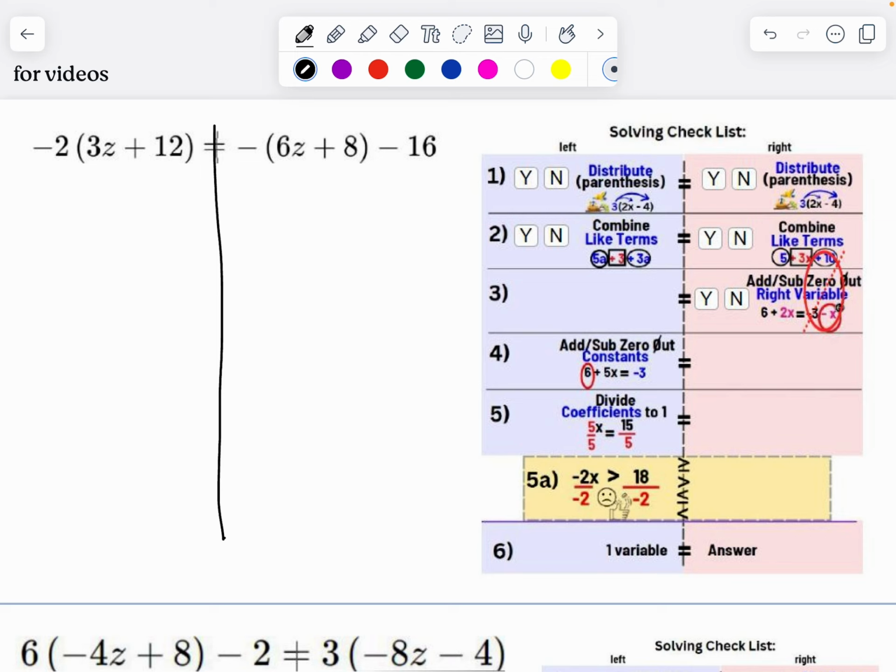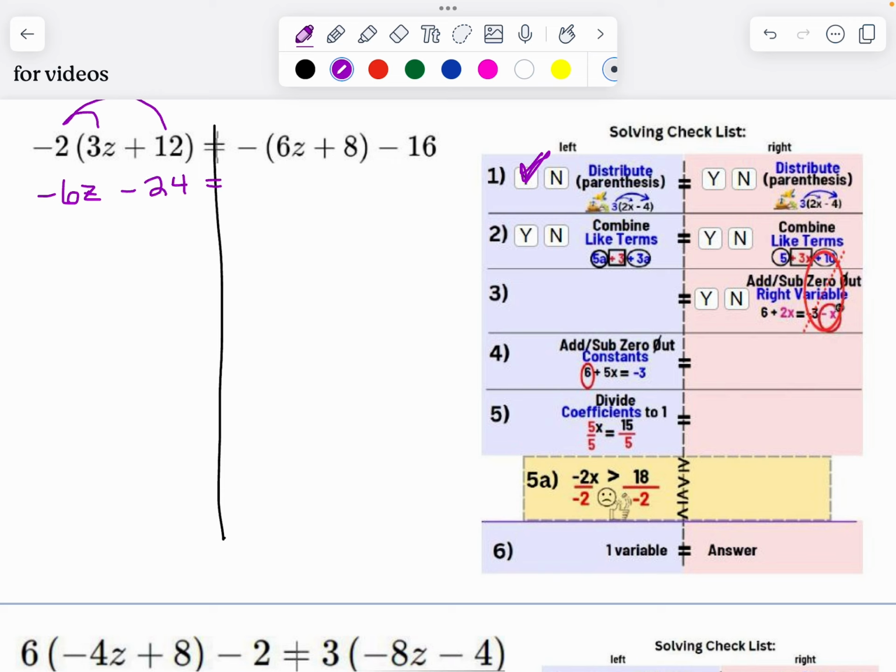So the first one says, can we distribute on the left? Are there parentheses on the left side? There are. So we're going to click yes here, and I'm going to distribute. Remember, we're multiplying. -2 times 3 is -6, and make sure we keep the z on there. I'm going to put a little line through my z so I don't get confused. And then we're going to do -2 times 12, and I get -24. Bring down my equal sign.